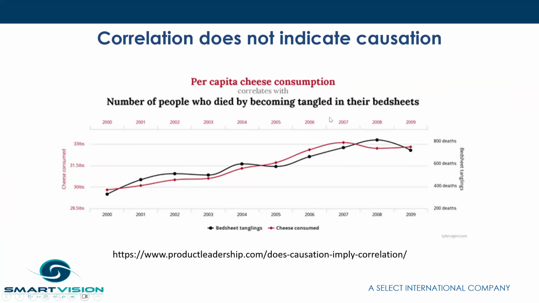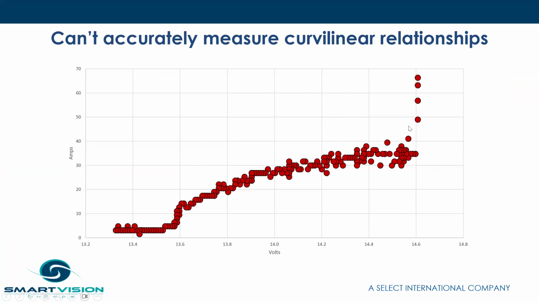And the other thing is that you do get these charts that a lot of people go, oh, look at that. You'll notice that they always tend to be time trend charts. For example, the number of people who died becoming entangled in their bed sheets and per capita cheese consumption. It looks like there's a correlation there, but it's a trend chart. So it's very easy to get a trend that looks similar over time.